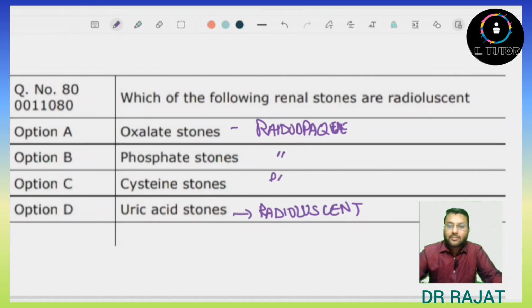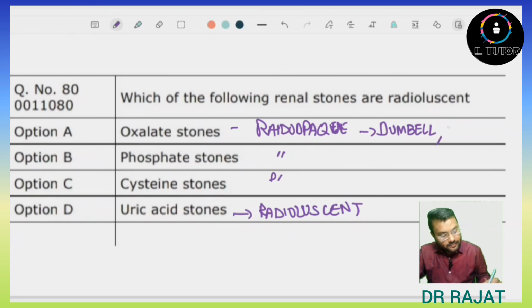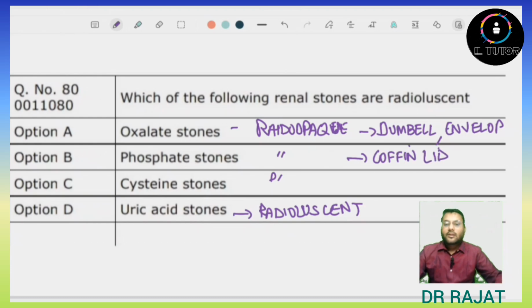Now if we talk about the shape, then for oxalate stones shape is dumbbell shape. Dumbbell is for monohydrate, and envelope shape is for dihydrate. If we talk about phosphate stones, then triple phosphate stone has the shape of coffin lid. Now cysteine stones are mainly hexagonal.